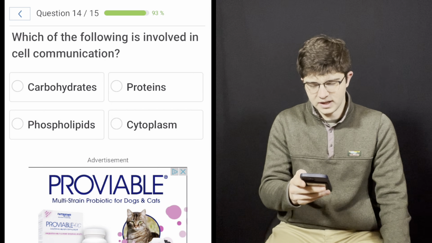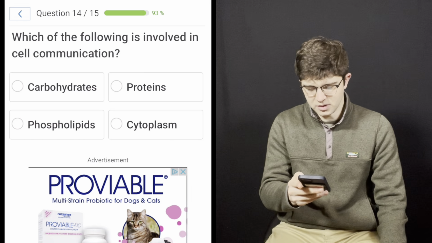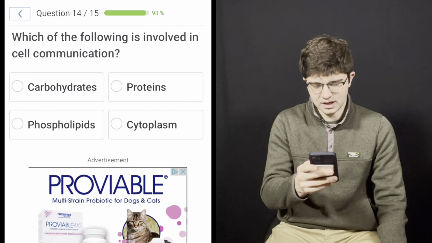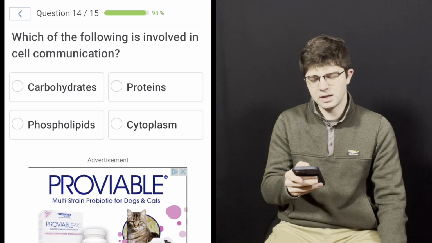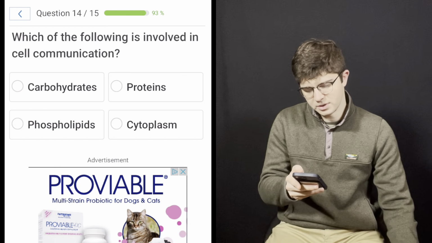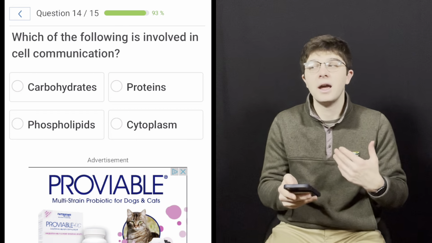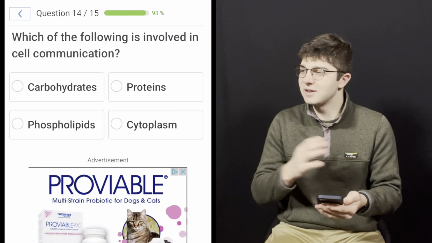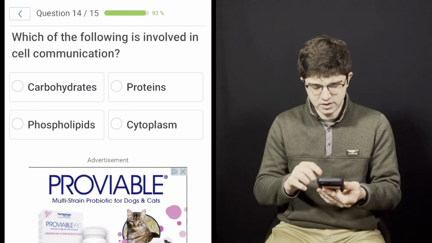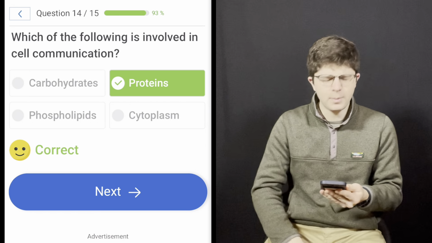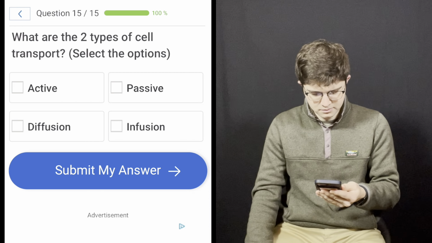Which of the following is involved in cell communication? Carbohydrates, proteins, phospholipids, or the cytoplasm. So it's not the cytoplasm, and it's not phospholipids. Phospholipids are like the heads. So it's between carbohydrates and proteins. I'm going to put carbohydrates because the last question said that carbohydrates are used for... No. I'd say protein. No, it's proteins. That's correct. Carbohydrates was sticking or whatever. Adhesion. Yeah. Cell-to-cell adhesion. Yes.